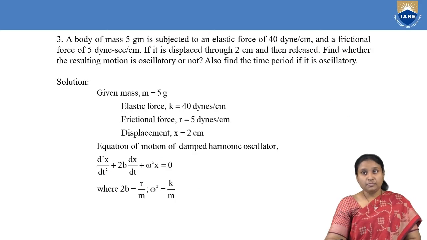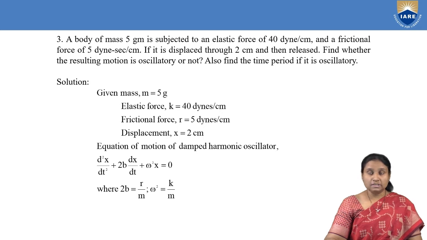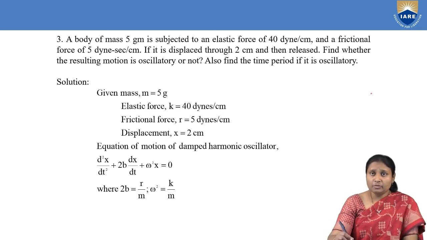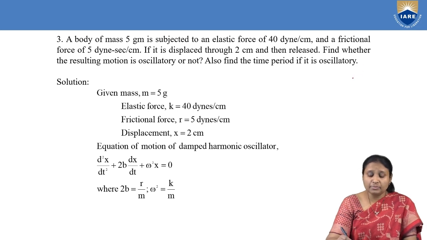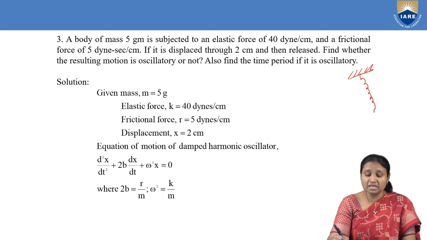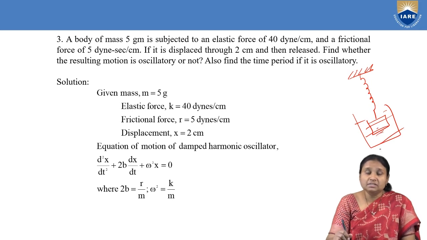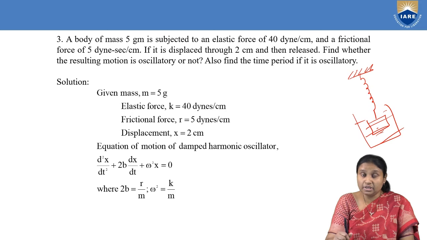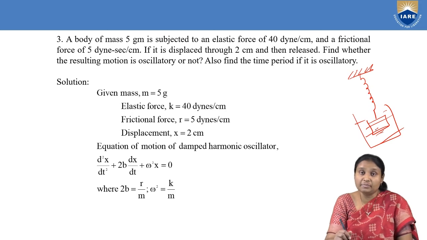Then here in this problem, we are talking about a damped harmonic oscillator. What is a damped harmonic oscillator? One good example to explain it is a spring and mass arrangement. In the spring and mass arrangement, this mass we are inserting in a liquid, a highly viscous liquid. Then this mass will be subjected to frictional force which is exerted by the liquid, and that will try to dampen its vibrations.